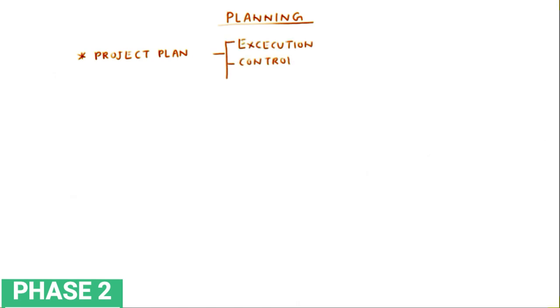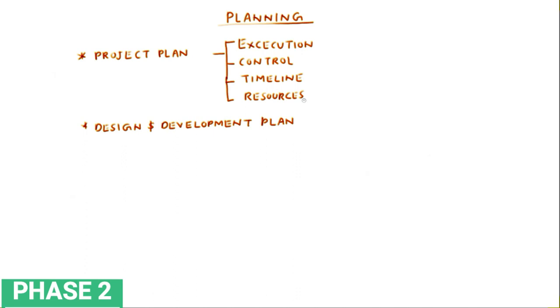So we'll get into the next phase. It's a planning phase, so we'll be doing a number of different plans in this phase. The first one is the project plan. Project planning is the planning related to project execution and project control. This project plan also includes the planning related to the timeline, the number of resources used for the project or activities, and the identification of project deliverables, etc.